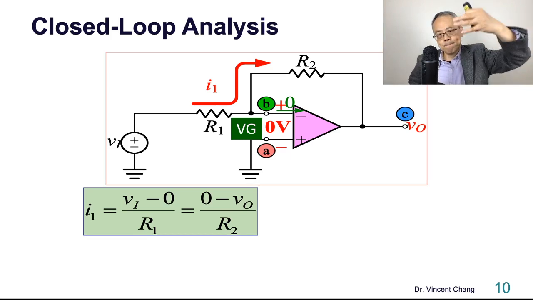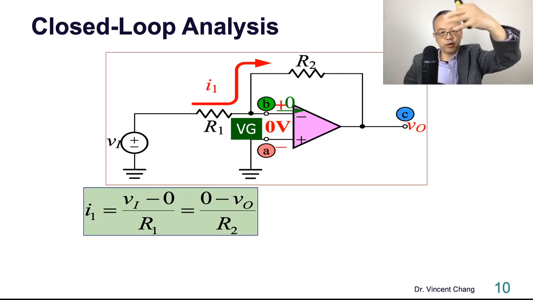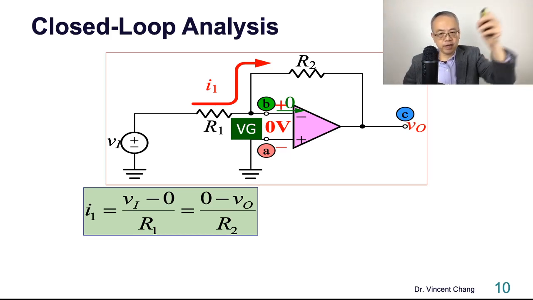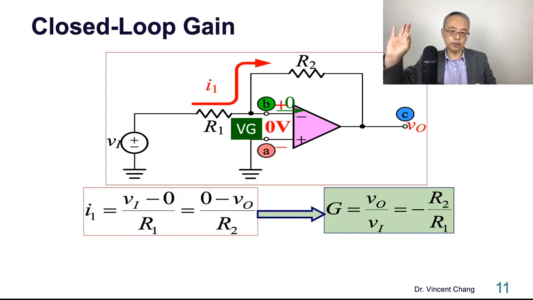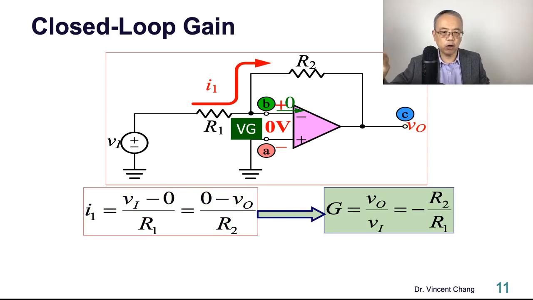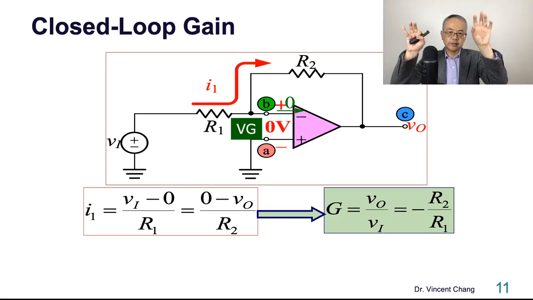So the current flowing through R2 will be 0 minus VO, where 0 is the virtual ground, divided by R2. So the closed loop gain, which is defined as VO over VI, will be equal to negative R2 over R1. In other words, in the ideal case, the closed loop gain will be determined by the two external resistors, right?